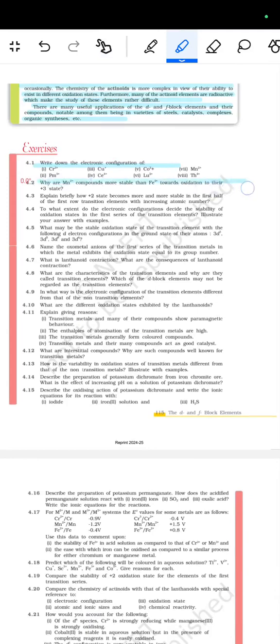Why are Mn2+ compounds more stable than Fe2+ towards oxidation to their +3 state? Explain briefly how the +2 state becomes more and more stable in the first half of the first row transition elements with increasing atomic number.